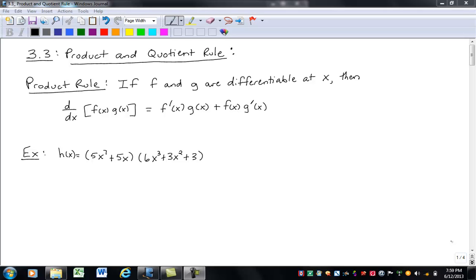3.3 is about the product and quotient rule. And other than memorizing these rules, the most difficult part is to identify when to use them.